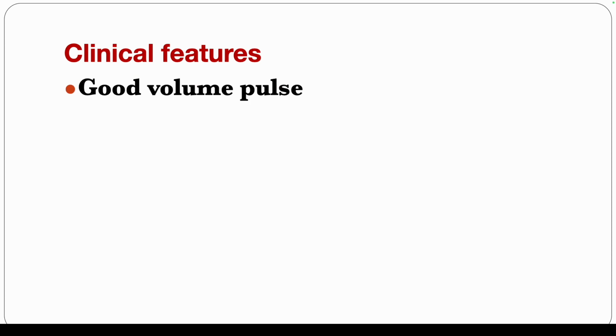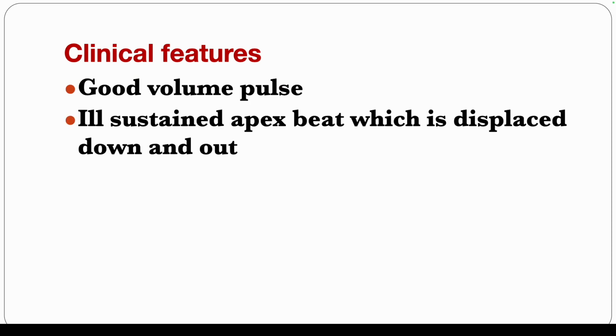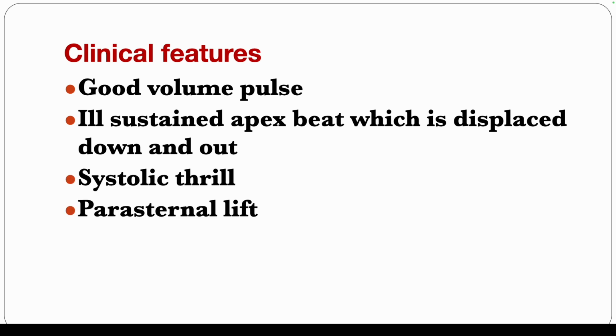The pulse is generally of good volume. There is an ill-sustained apex beat which is displaced down and out. So it's a diagonally displaced apex beat indicating a dilated heart. There may be a systolic thrill. There may be a parasternal lift if the patient has developed pulmonary hypertension.